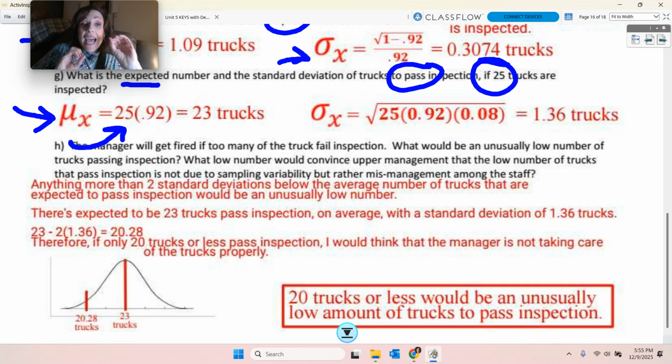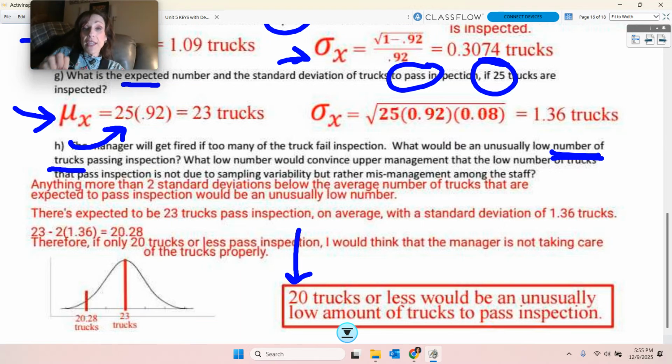Now, it does ask specifically how many trucks, not on average, how do you expect? So if it asks me specifically how many trucks, what would be an unusually low number of trucks? Make sure that you are in an actual realistic number of trucks, not a decimal. Decimals are okay with averages, but not when it's an actual number of trucks.